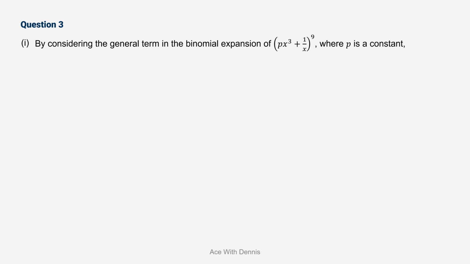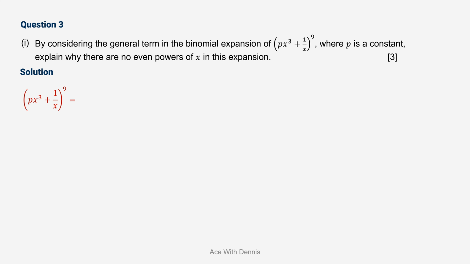Question 3, part 1. By considering the general term in the binomial expansion of px cubed plus 1 over x, all to the power of 9, where p is a constant, explain why there are no even powers of x in this expansion. 3 marks. So here's the solution.